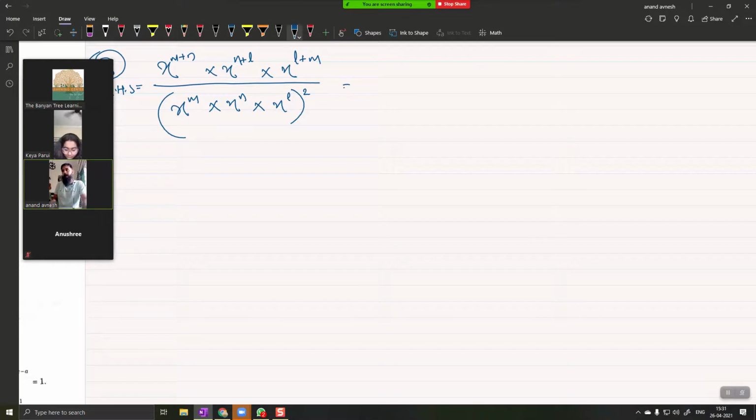See, first I'm going to take x raised to m plus n. I'm going to write it as x raised to m upon x raised to n, because that's the identity. If you remember, I told you, I told you the same identity.